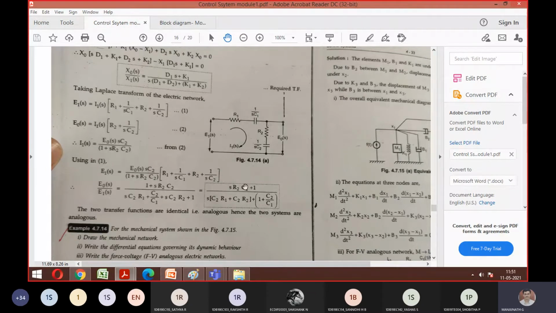See, S is there, so you get S. Then K1 is nothing but 1. They have divided. Then S, D1 plus D2 form, so R1 plus R2. And here K1 plus K2, nothing but C2 and C1. Is it okay? So the same way as with your other equation, you try to prove it, and hence since both are identical, the systems are analogous to each other. I hope you got how this type of problem is to be solved.